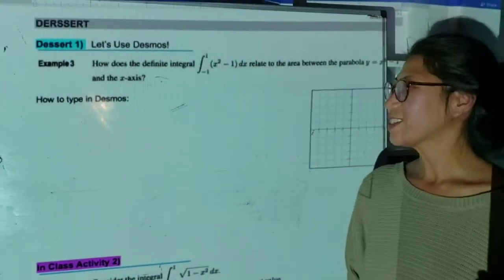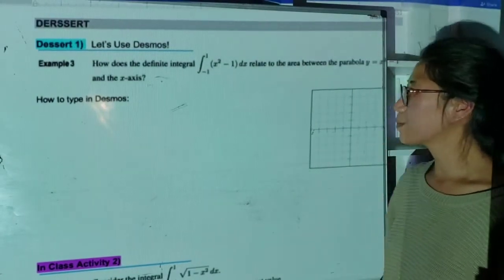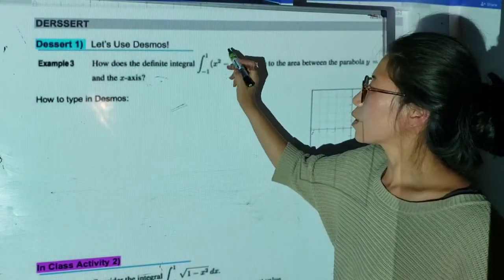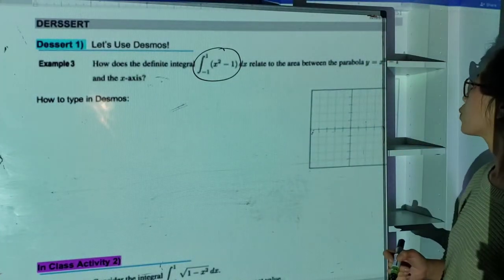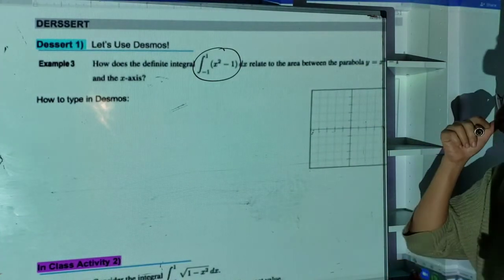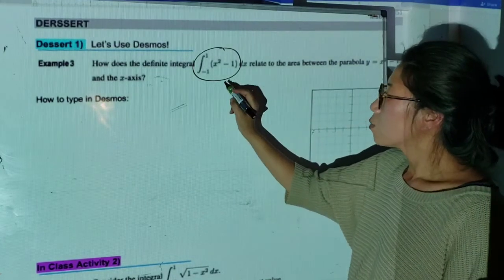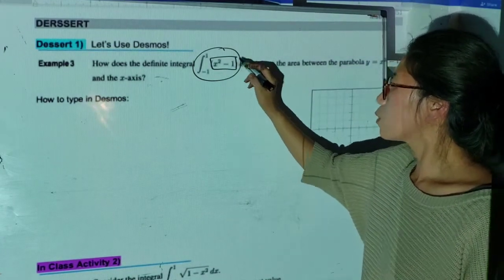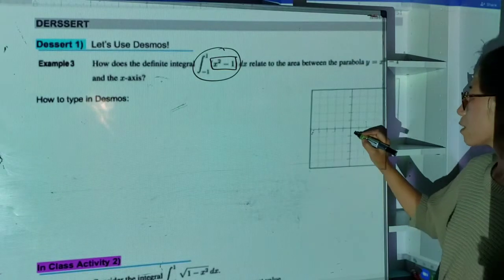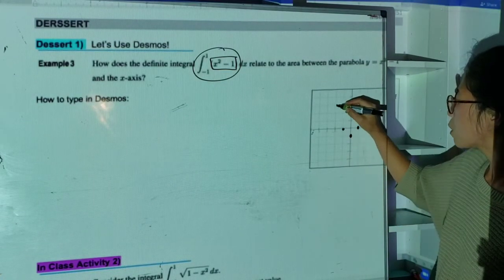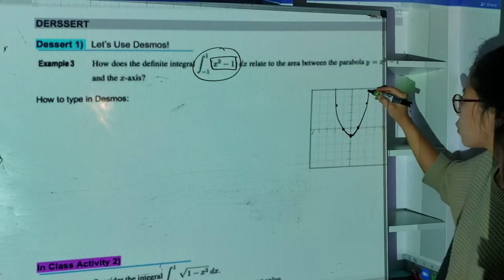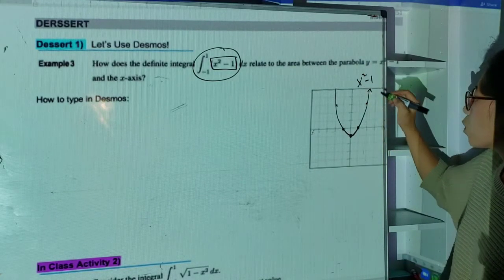Okay, so now on our dessert, let's keep studying what the integral means. So let's look at this function. How does a definite integral relate to the area between the parabola x squared minus 1 and the x-axis? So this means, break it down. I have a function. Do we know that graph? Yes, x squared minus 1 is x squared shifted down 1. So I'm going to have my graph shaped like this, which is x squared minus 1.